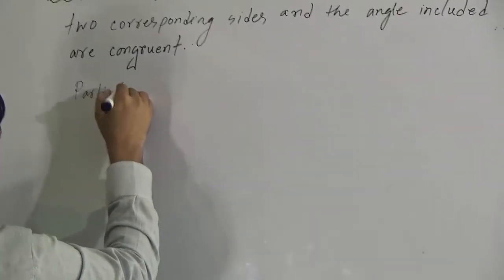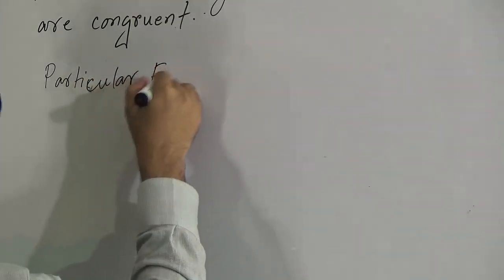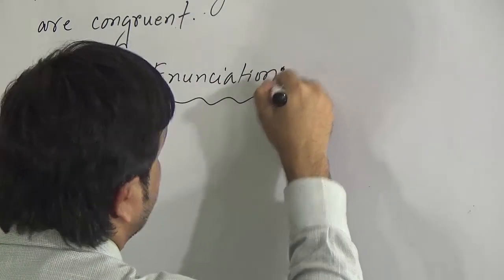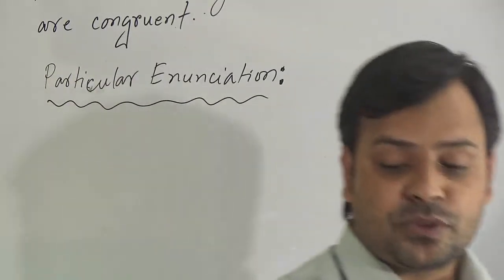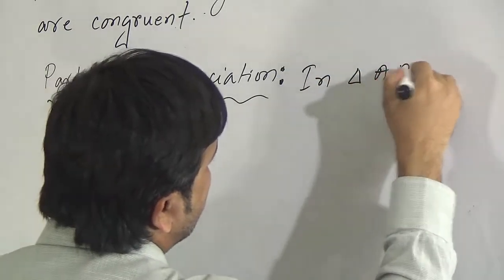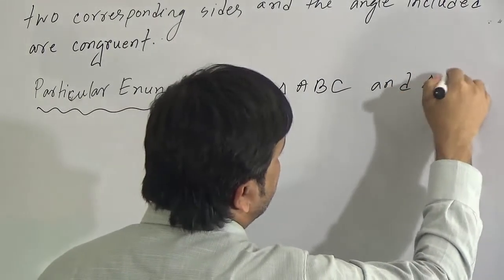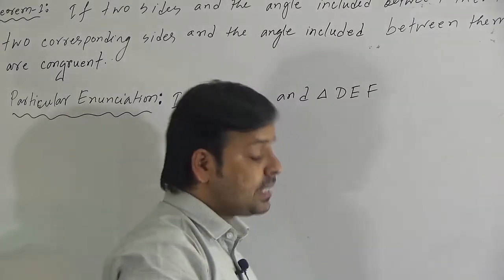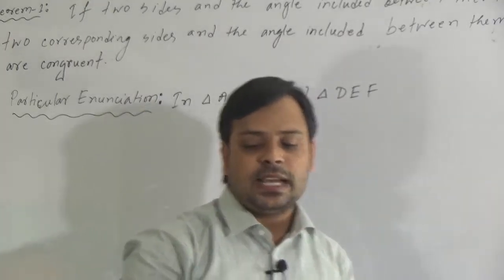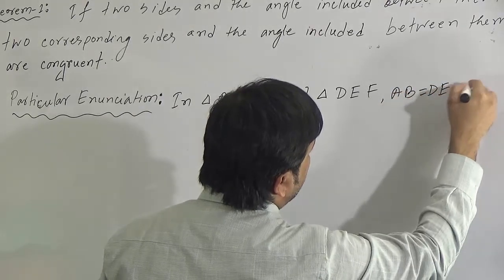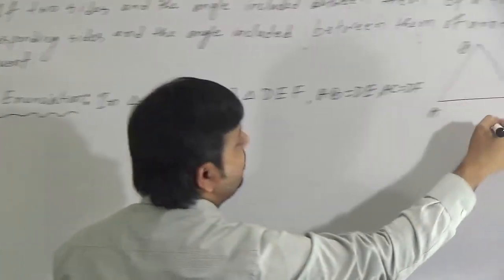Okay, dear students, so we can write the particular enunciation at first. What is the particular enunciation? In the particular enunciation, we have to describe the statement according to the figure. So we can write here, in triangle ABC and triangle DEF, two sides are equal. AB equals DE and AC equals DF.